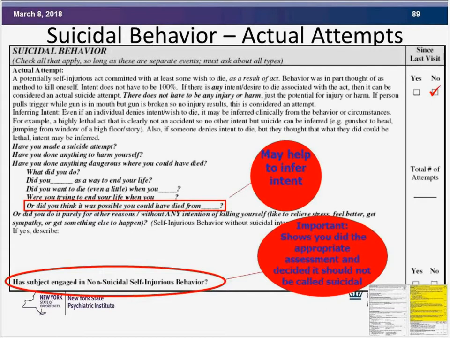Now, the reason the authors added this particular question to the scale was because they were finding that if they asked all the right questions and found out that an episode of cutting, for example, was non-suicidal, if that wasn't there at the bottom, they just had a no checked on the page. And they didn't have a place where they could say, no, actually, we asked all the right questions and determined that this was a non-suicidal behavior.